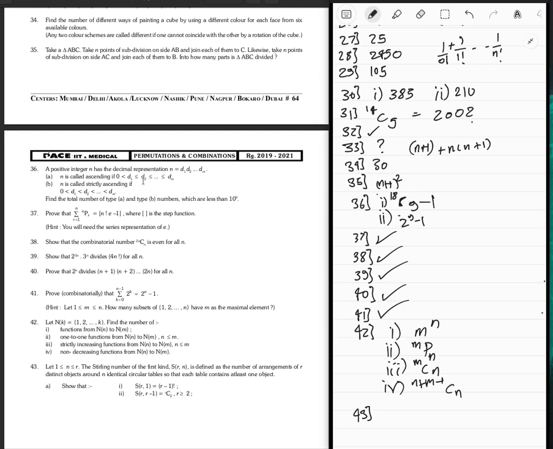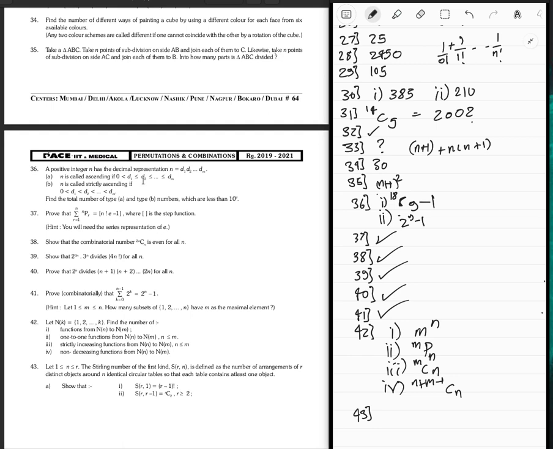Oh god. At least 1. Wait, so you mean like the tables can have... Oh god, this is weird. r distinct objects, n identical circular tables, so each table contains at least 1 object. And the objects are distinct as well. Tables are identical though. Okay. This is just weird, isn't it?